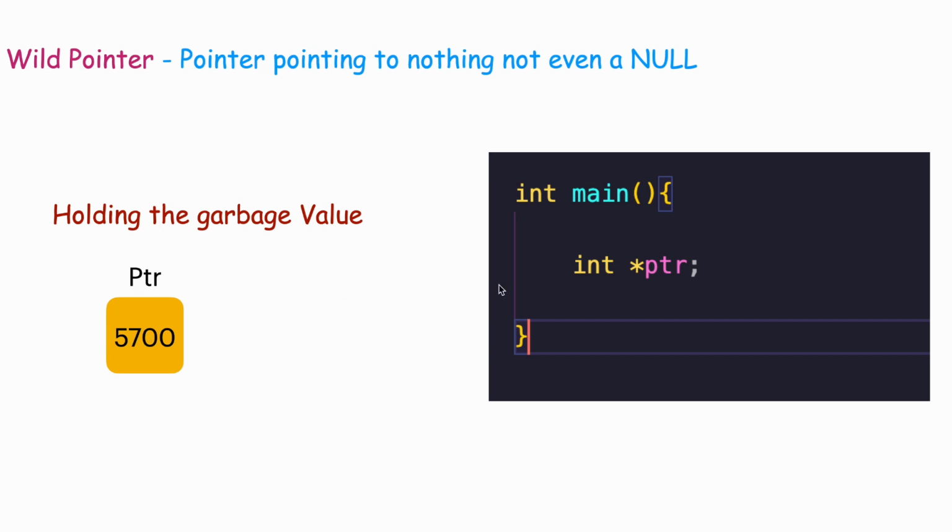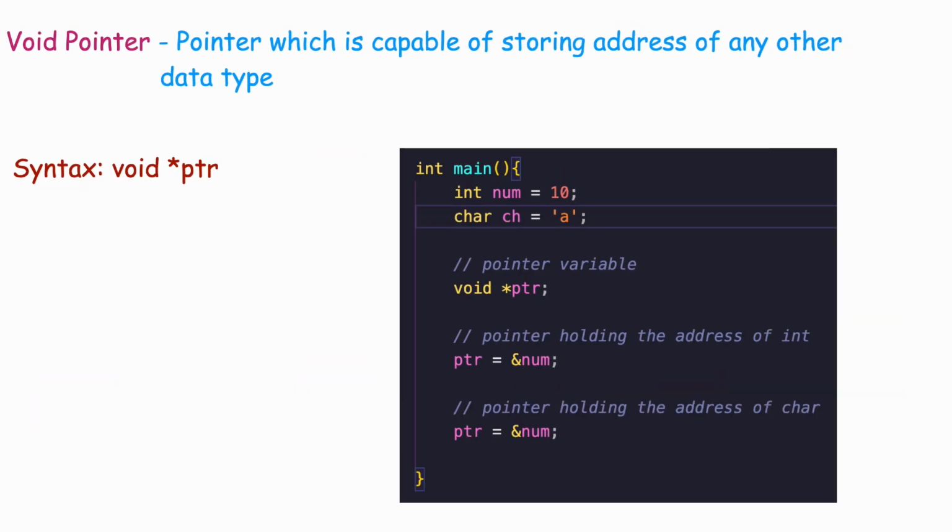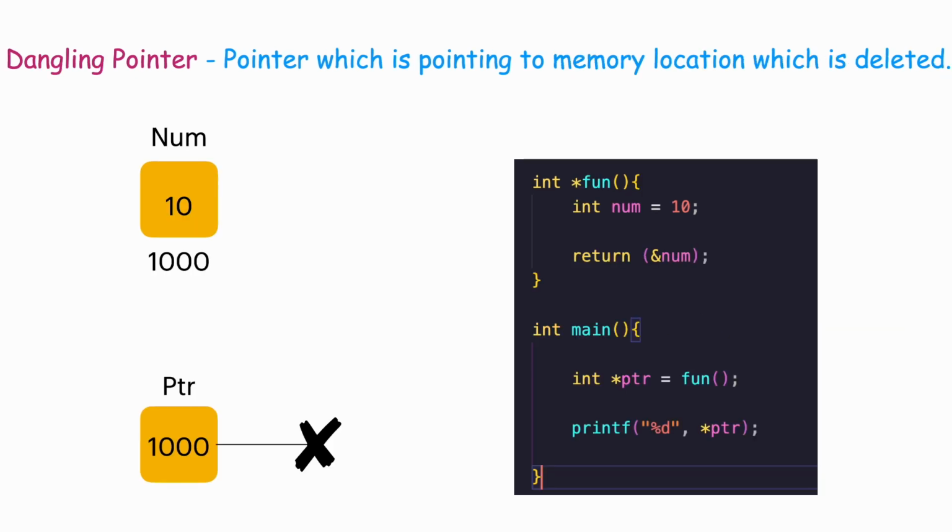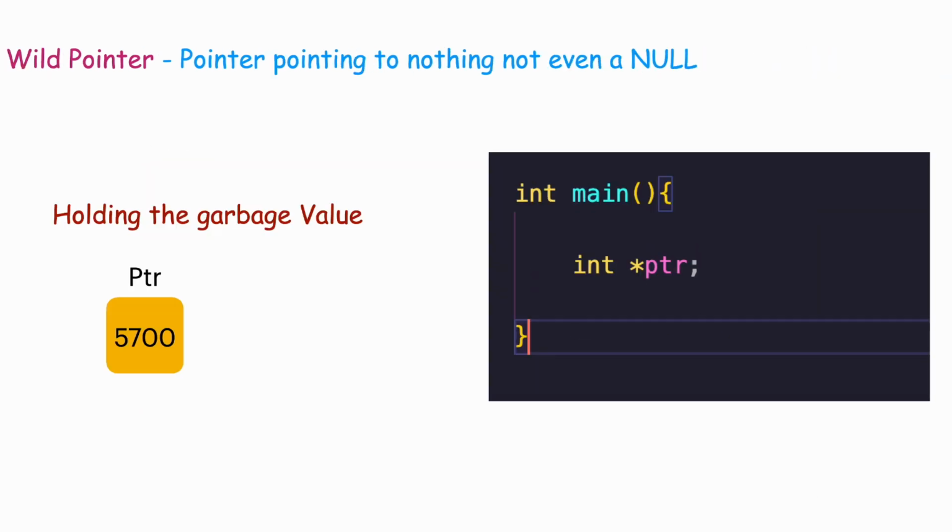Because local variable default value is garbage value. So I hope you understood all the types of pointer: first we saw void pointer, then we saw null pointer, then we saw dangling pointer, then we saw wild pointer. So let's move to the next question.